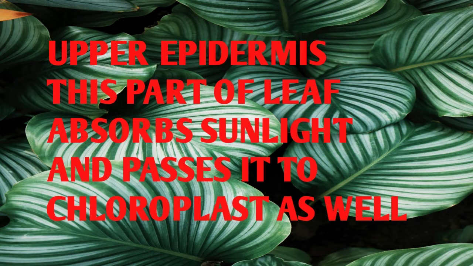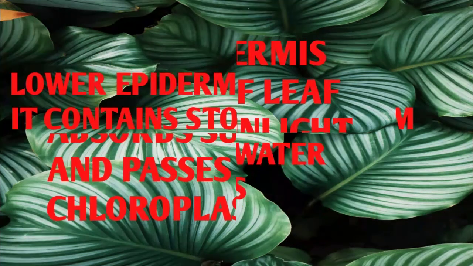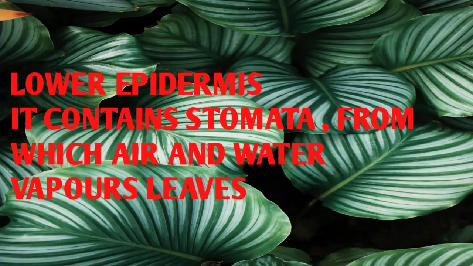Now the third part of the leaf is lower epidermis. Now what's the function of lower epidermis? It actually contains stomata. Now what are stomata? Stomata are the small holes in the leaf from which air and water vapors enter and leave. So stomata are present in the lower epidermis of the leaf.